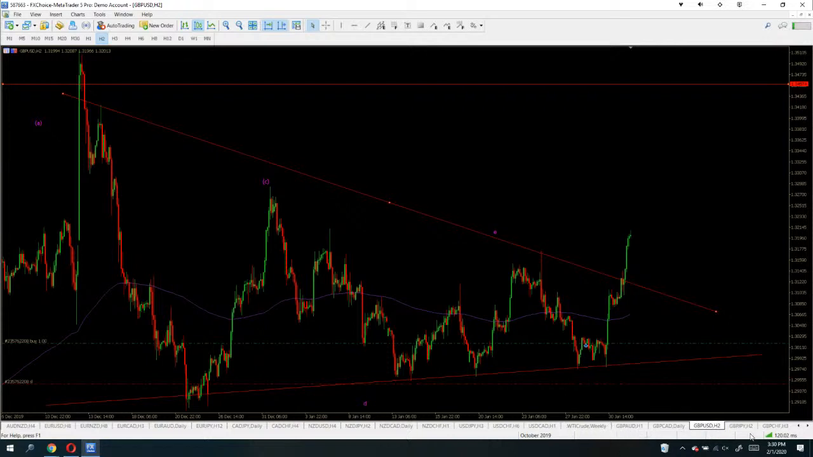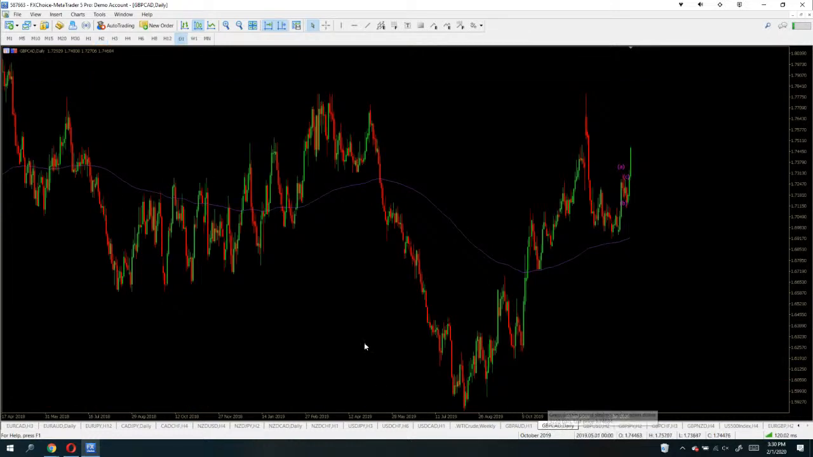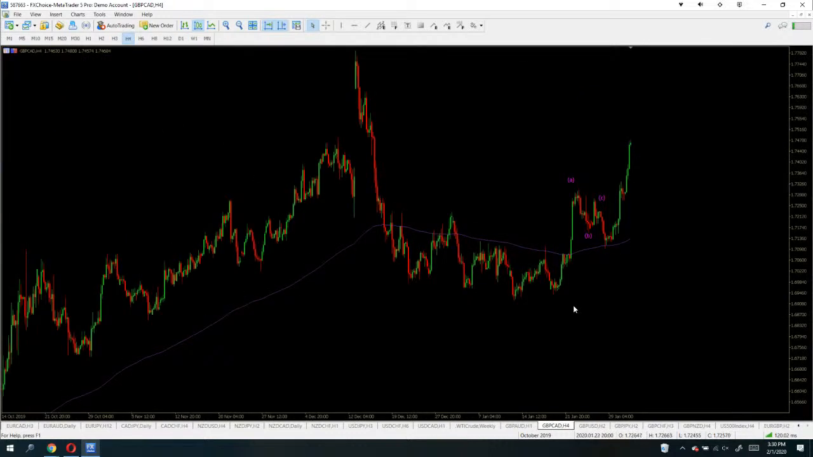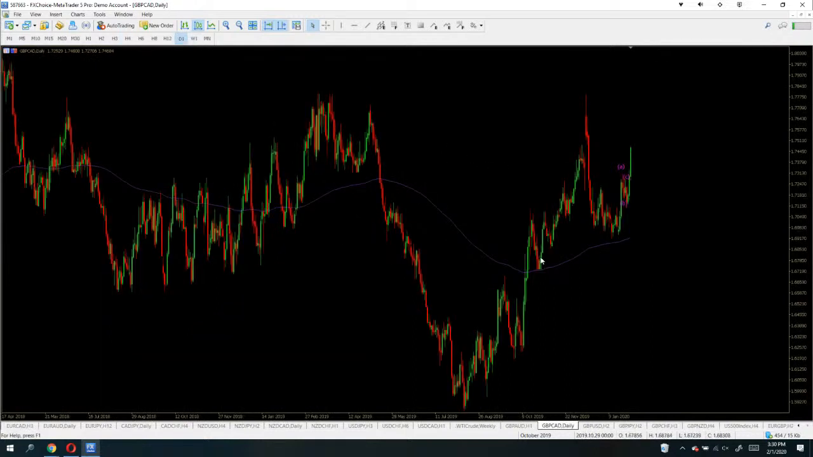Let's see, pound Canadian. This is another one I was talking about. Again, this setup is looking like an ABC correction on a lower time frame. So here we are on the 4 hour. We had this move up. It's probably a 5-wave trend in here, but this is really what I'm focused on right here. Okay, ABC, and now we move back up.